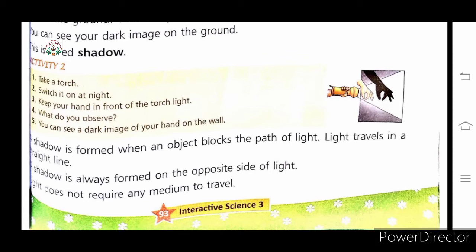Now, a shadow is formed when an object blocks the path of light. Light travels in a straight line. A shadow is always formed on the opposite side of light. Light does not require any medium to travel. Children, light travels in a straight line, and a shadow is formed when an object blocks the path of light.